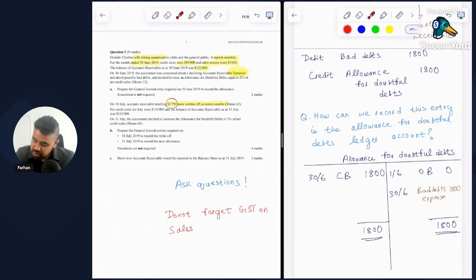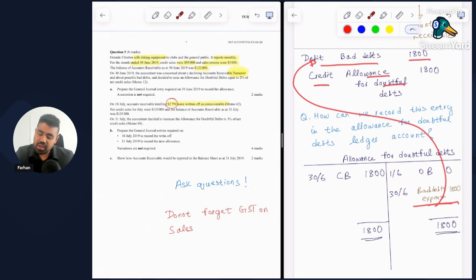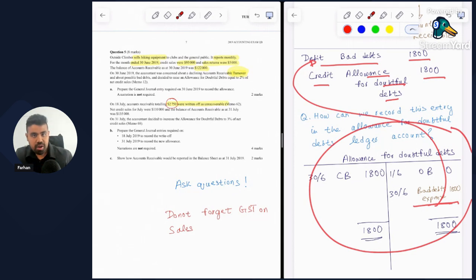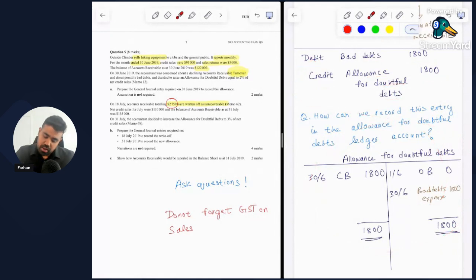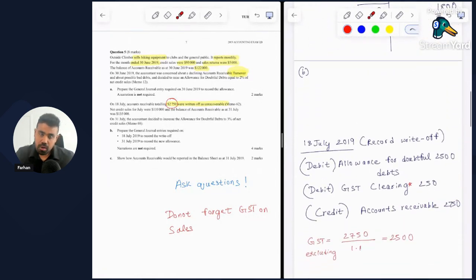And this bad debts expense that we are recording within the allowance for doubtful debts account as a cross-reference is what we can see within the journal entry that we have prepared, where we are debiting the bad debts expense account by $1,800 and we are crediting the allowance for doubtful debts account by $1,800. So this essentially means that if you were to record this journal entry within this ledger account, then on the credit side of the allowance for doubtful debts account, you will record the bad debts expense of $1,800. Okay, with that being said, I think we should move to question B now.